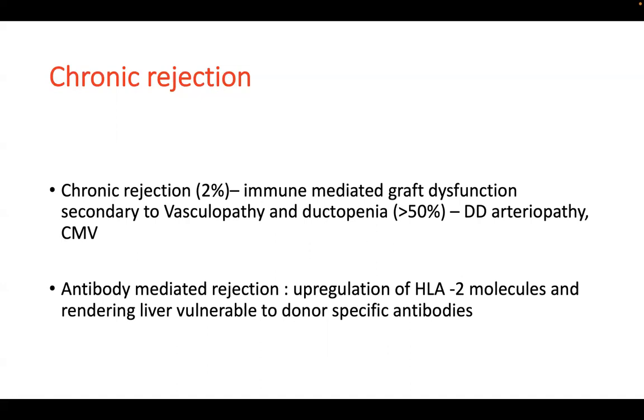And then another form of chronic rejection is antibody-mediated rejection. Basically, there's upregulation of HLA class 2 molecules, and the liver becomes vulnerable to donor-specific antibodies. This is another type of rejection: when the patient shows features of chronic rejection, and on the biopsy, when you do C4d staining and test for donor-specific antibodies, there is evidence of it, we diagnose antibody-mediated rejection.